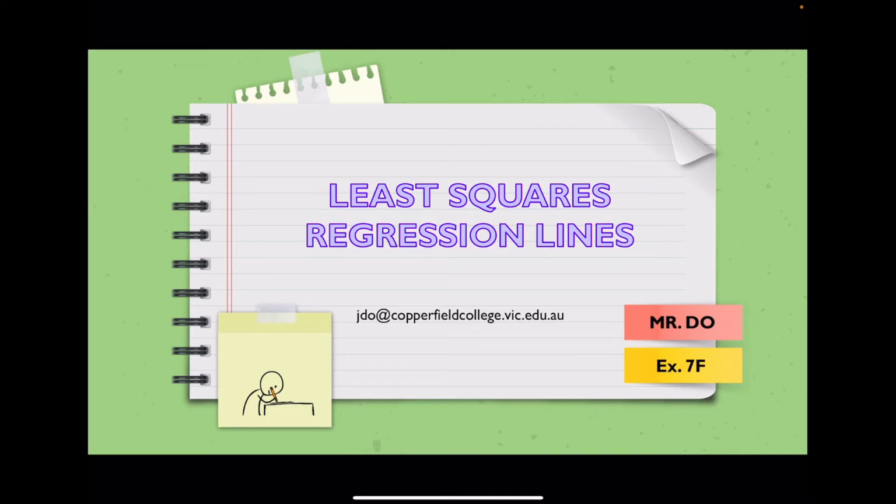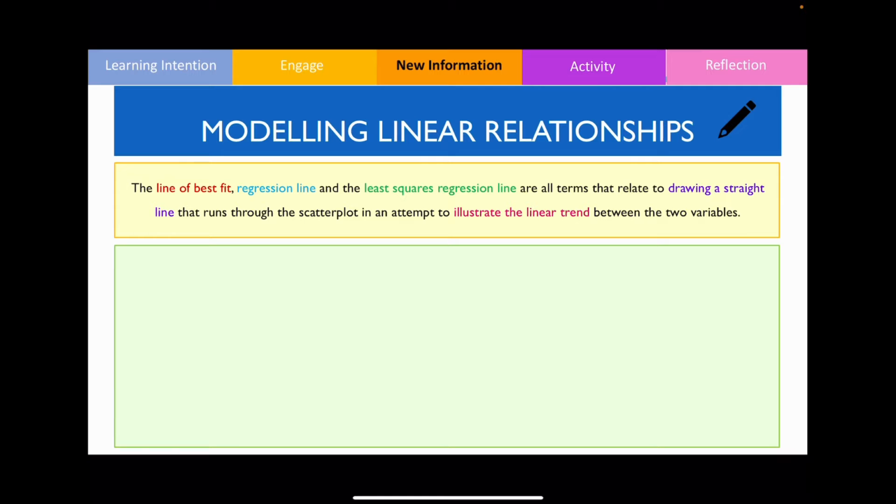Hello class, in this video we're going to learn about least squares regression lines. The line of best fit, regression line, or the least squares regression line are all terms that relate to drawing a straight line that runs through the scatter plot in an attempt to illustrate the linear trend or the linear relationship between two variables. Out of these three terms, you should already know what the line of best fit is and know how to roughly draw one.